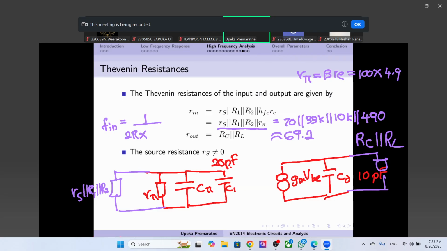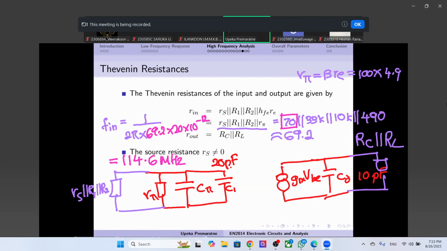So as I mentioned, it is the source impedance that determines this relaxation resistance, right? So 69.2 ohms times 20 picofarads, and the frequency that we get is 114.6 megahertz, right? You'll get something close to 114.6 megahertz.